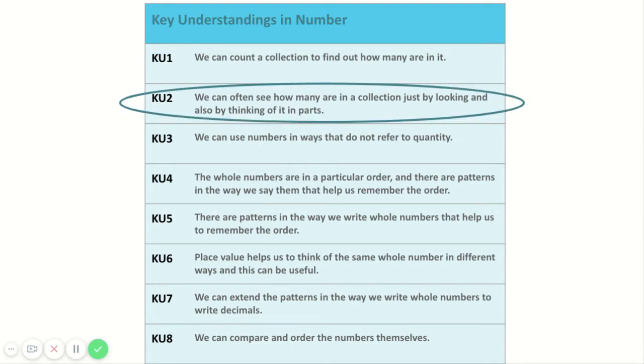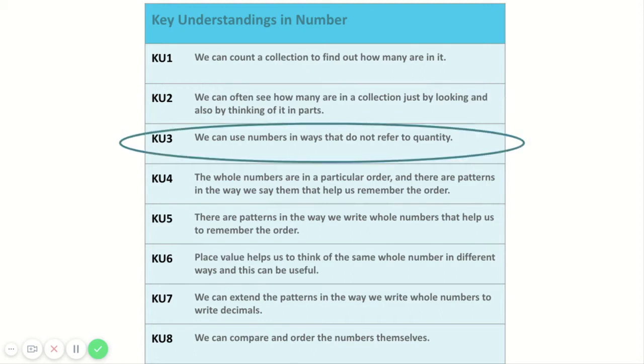Key understanding 2. We can often see how many are in a collection just by looking and also by thinking of it in parts. Key understanding 2 focuses on subitizing and composing and decomposing numbers. The interviewer did not ask questions that required Sarah to subitize or compose and decompose numbers. Sarah used some decomposition of numbers, but you would need to infer too much to assess her understanding of this at this point. This also would not be an appropriate key understanding to focus on.